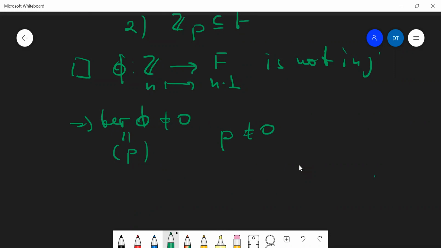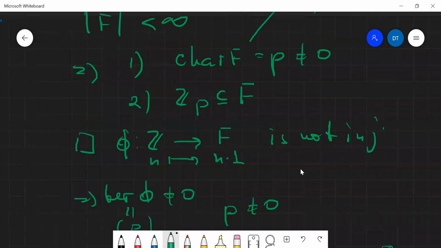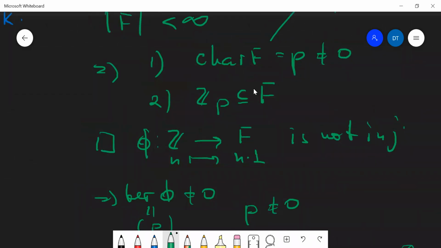Okay, and the second part automatically follows from the previous statement, where we proved that if the characteristic is prime, then our field contains ZP as a subfield. So this is just a direct corollary of the previous claim.